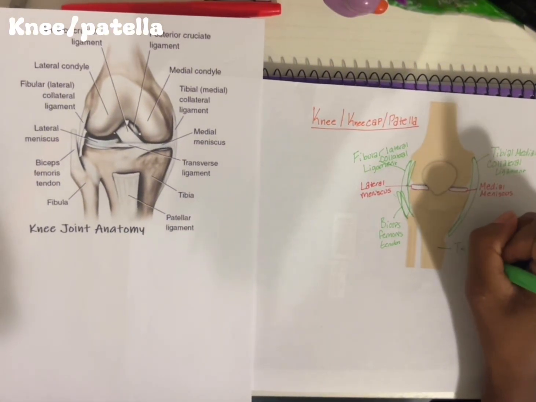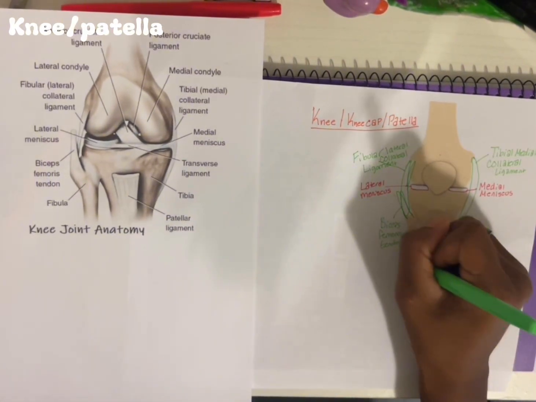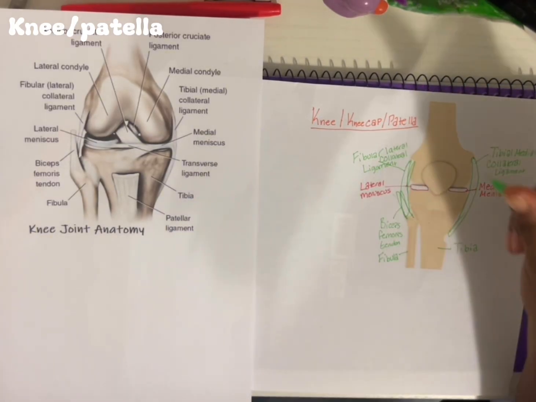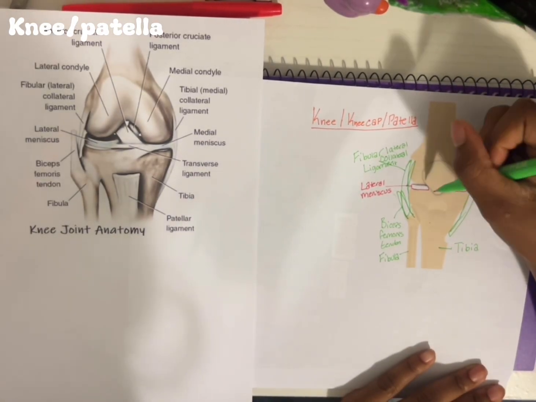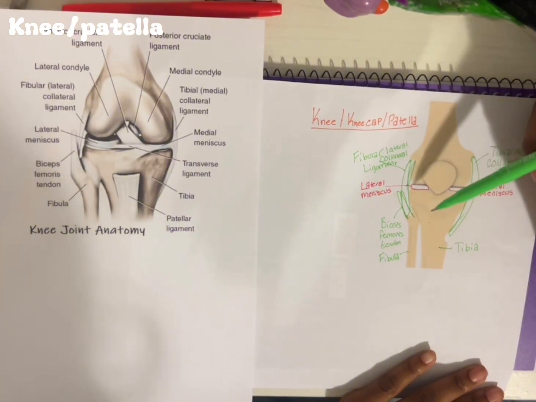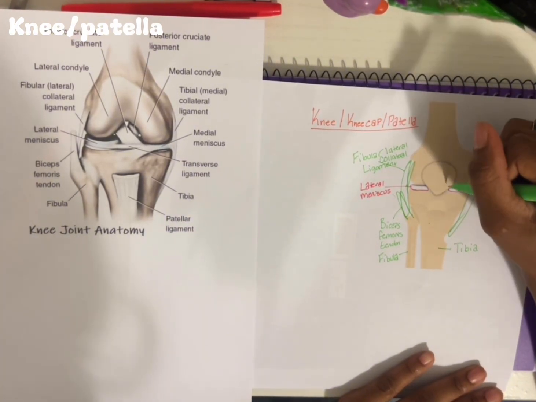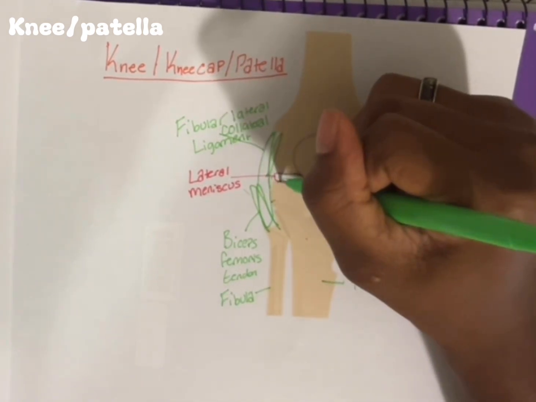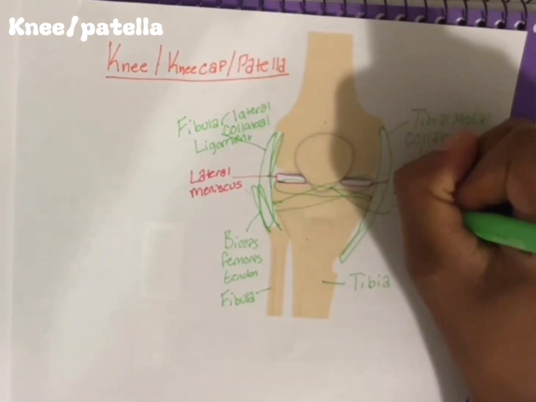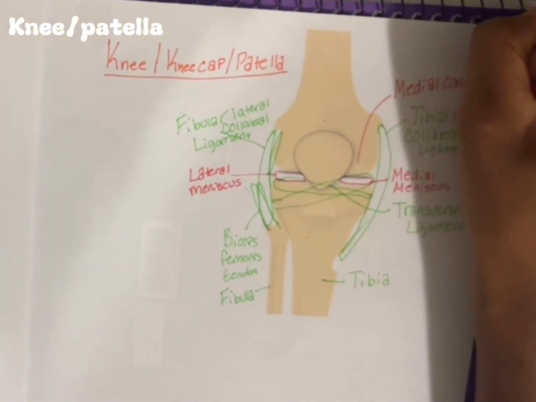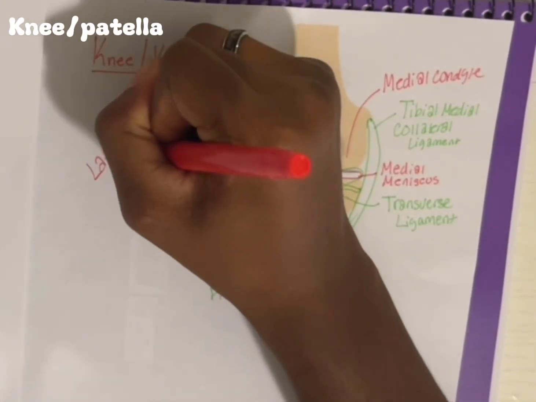This, like I said, is your tibia. This is your fibula. So I'm going to draw some of these ligaments that are not shown right here. They're going to be behind the patella, but I'm going to draw them down here just so we can see. So there's a transverse ligament, and it's going across. This is your medial condyle. This is your lateral condyle.